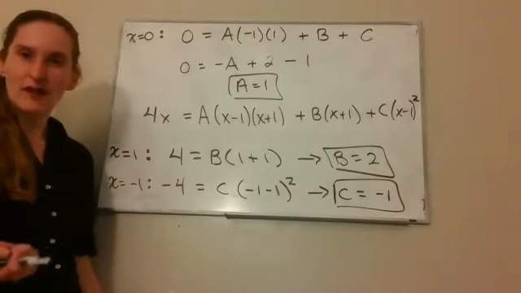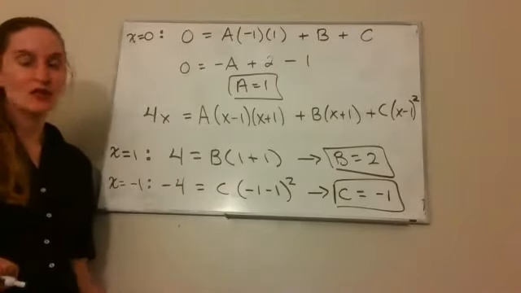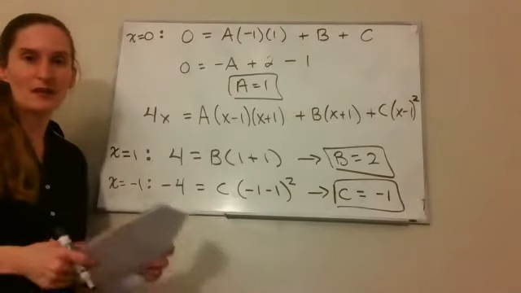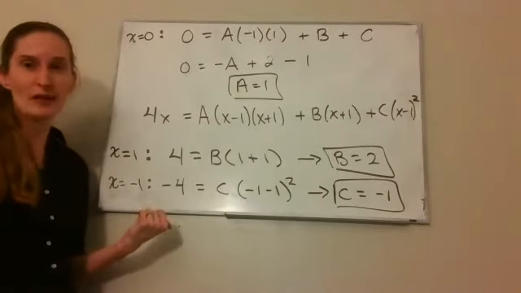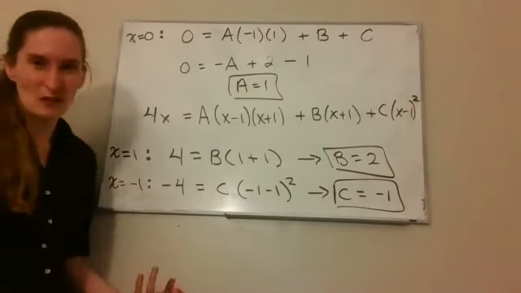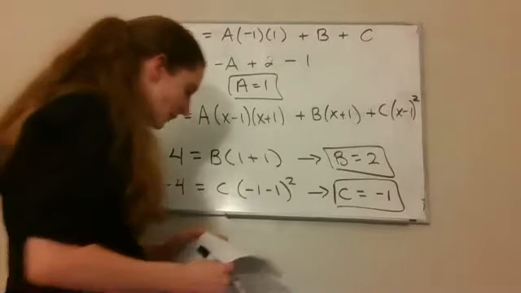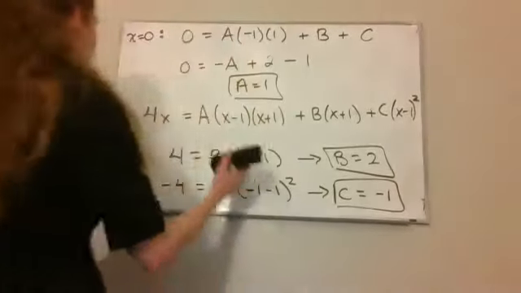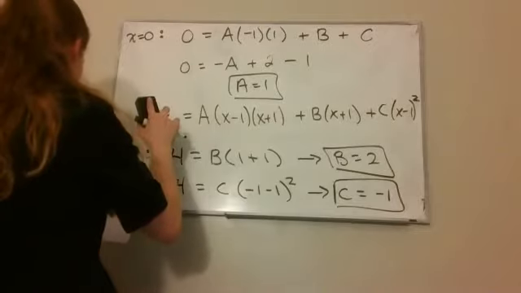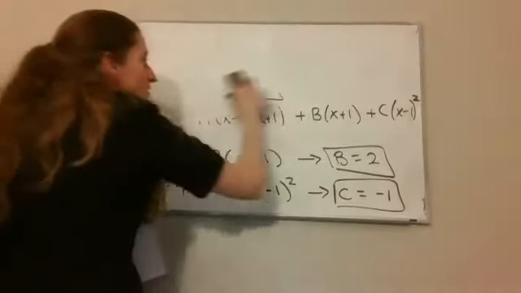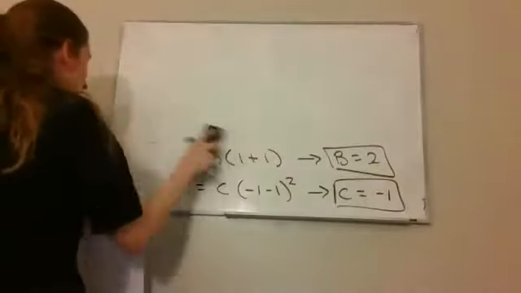You would have gotten those same results by doing all the distribution and comparing of coefficients. It's good to know both methods because this method is usually a little quicker, but sometimes you need to use the other one because this method won't get you everything that you need. So let's go ahead and rewrite what we have. I know a is 1, b is 2, c is -1.